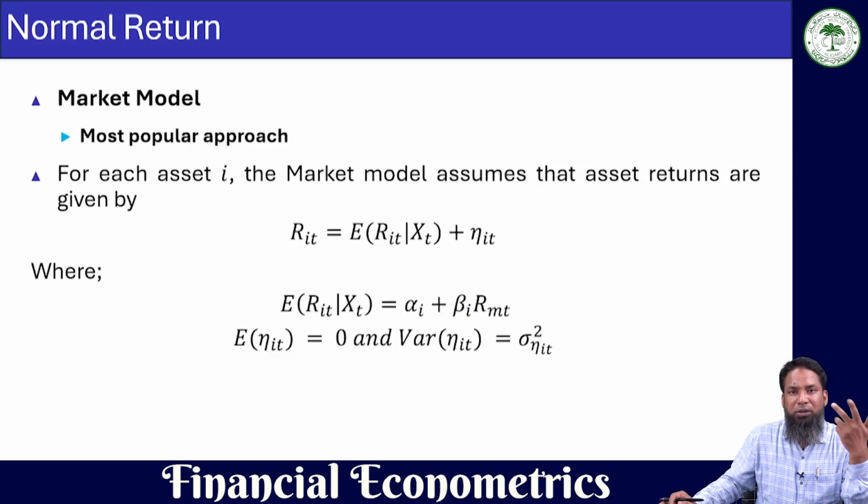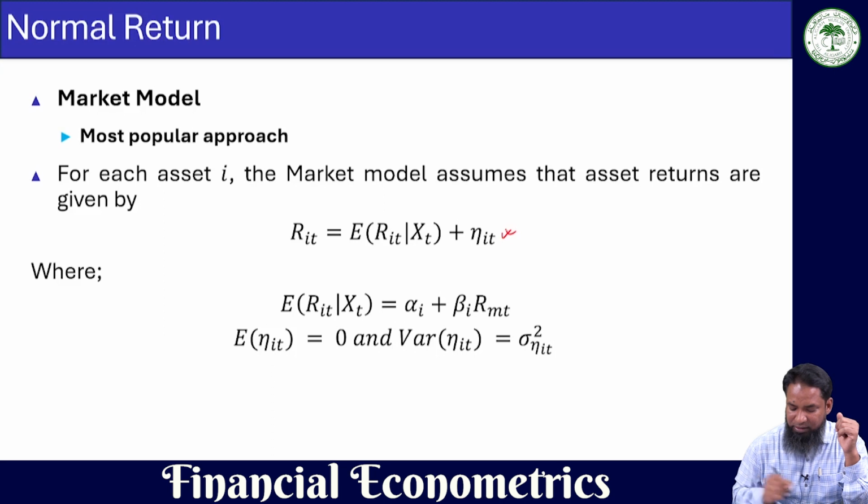On the other hand, the second approach is the market model, which is the most popular model to be used in event study analysis. In this case, we assume that the return of asset i can be given as follows, where the expected return is equal to alpha i plus beta i R_mt, where eta_it follows a normal distribution with mean 0 and variance sigma square.